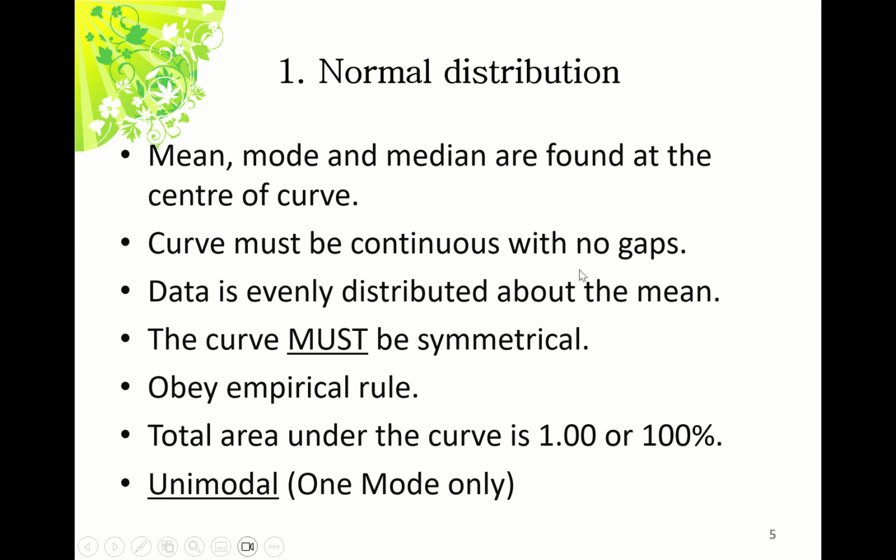It must be continuous, of course, no gaps in between, evenly distributed about the mean. That's what I was saying just now, from the left and right. So that's why they are symmetrical. And the total area under the curve is 100% or 1. Usually we use percent, 100%. There's only one mode in this normal distribution curve.